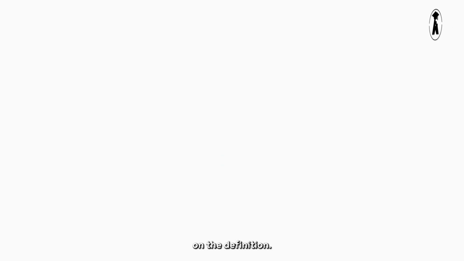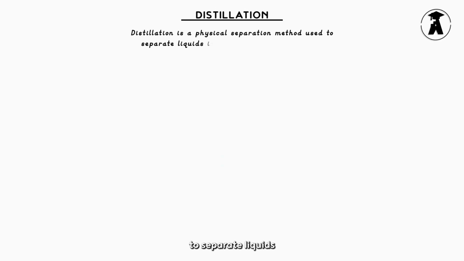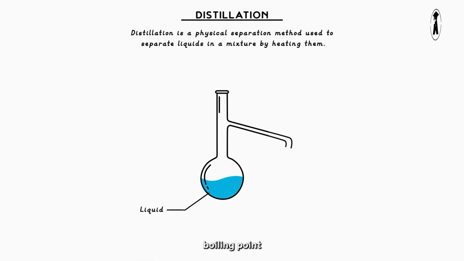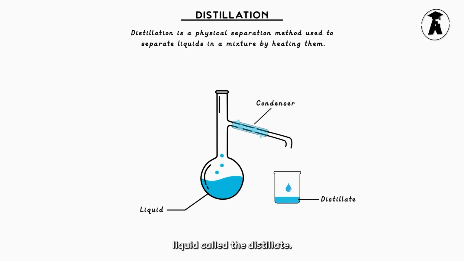Let's focus on the definition. Distillation is a physical separation method used to separate liquids in a mixture by heating them. The liquid with the lowest boiling point evaporates first, then the vapor is cooled in a condenser and collected as a purified liquid called the distillate.